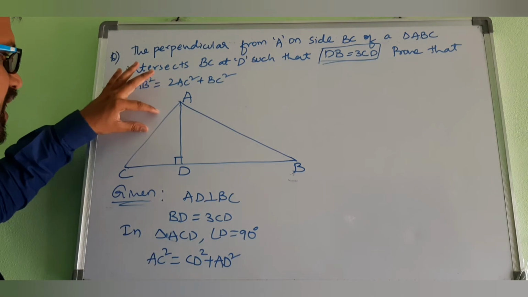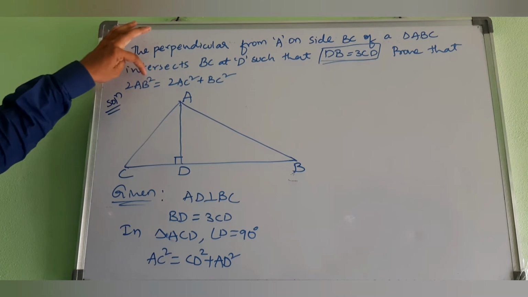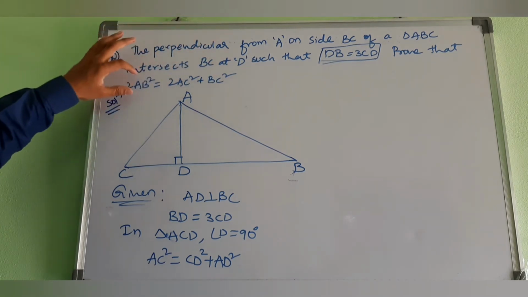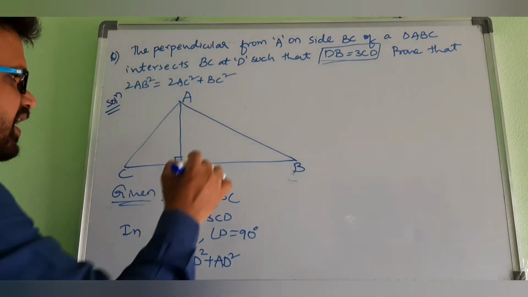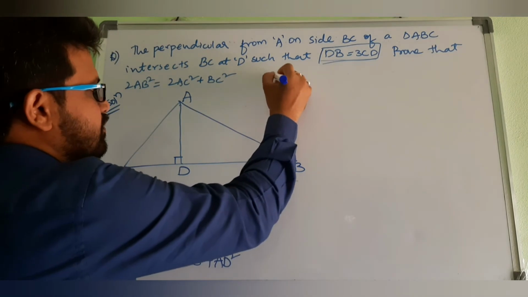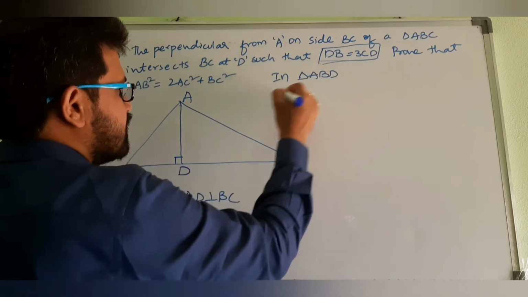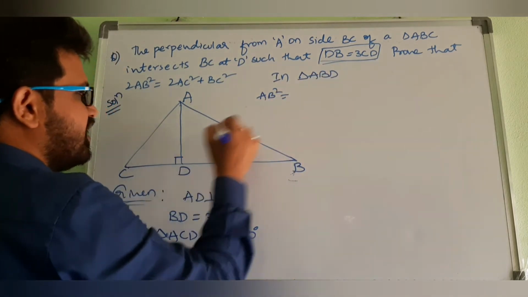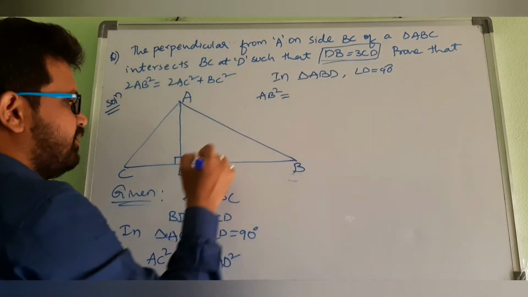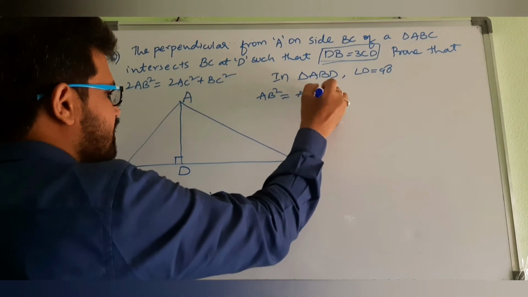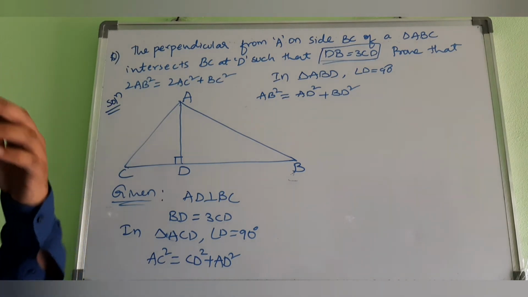Okay. AC square is equal to CD square plus AD square. We have to prove that AB square is equal to AC square plus BC square, where AB, AC and BC are there. Now take one more triangle, triangle ABD. AB square is equal to, what is the right angle here? Angle D is 90, so the opposite one, AB, is the hypotenuse. AB square is equal to AD square plus BD square.